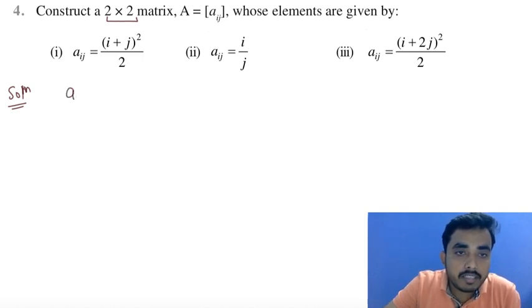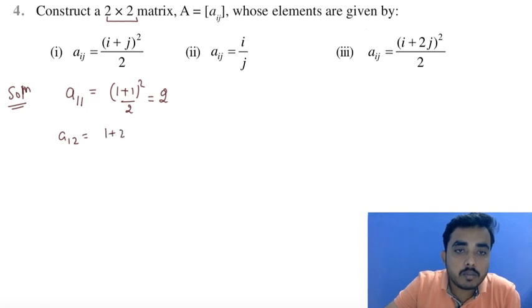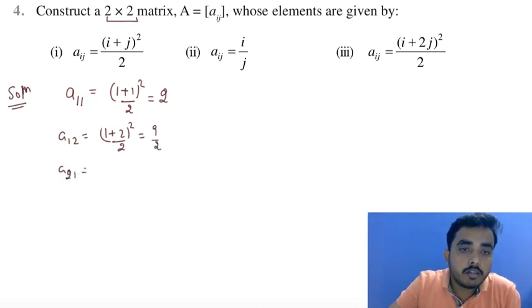So let me write the element A11. Putting the value of i equals 1 and j equals 1, what I will get is (1 plus 1) square upon 2. So this is 2 square by 2, which is 2. A12: putting i equals 1, j equals 2, (1 plus 2) square by 2. This is 9 by 2. A21 will also be the same. This is (2 plus 1) square by 2. This is 9 by 2.